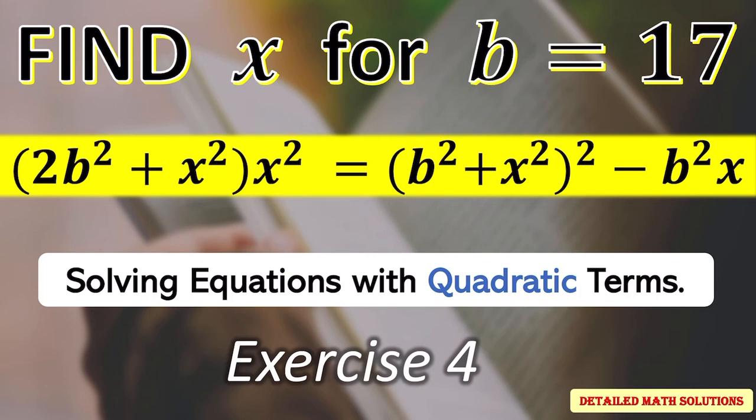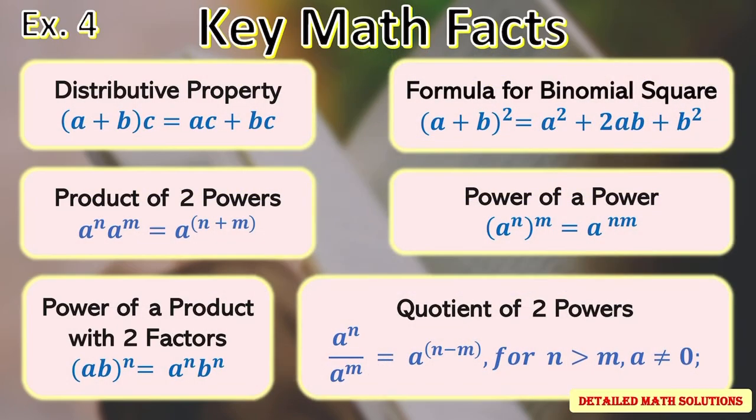In this video, I'm going to write step by step how to find x for b equals 17. To solve this equation, I'm going to use the distributive property, the formula for binomial square, and the rules of exponents for product of two powers, power of a power, power of a product with two factors, and quotient of two powers.